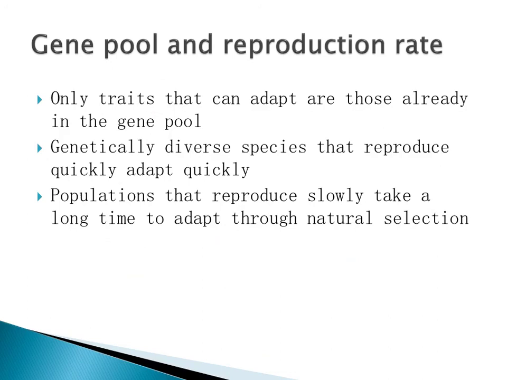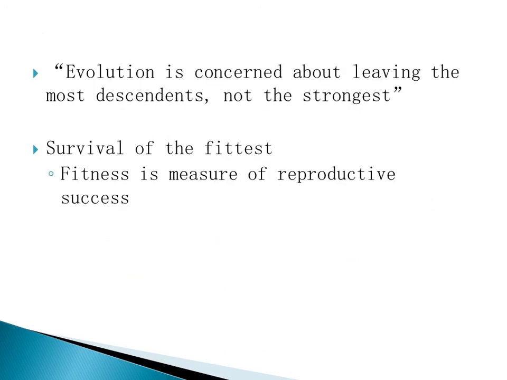Populations that reproduce slowly take a long time to adapt through natural selection, and unfortunately those are the ones that tend to become extinct. So this whole idea of evolution is concerned with leaving the most descendants, not necessarily the strongest. A lot of times you hear, oh, the strongest survive. No, not necessarily. It's those that leave the most offspring, and those offspring have the traits that allow them to pass on their traits successfully to their offspring. So really, fitness is a measure of reproductive success. The more fit a species is, the more successful genetically and evolutionarily they are.